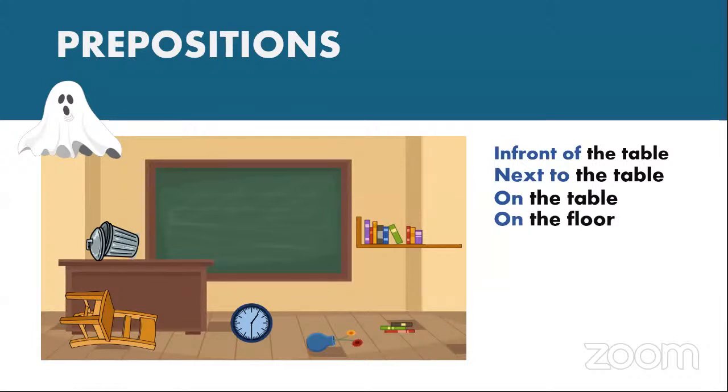Then you can see the flowers on the floor. The flowers are on the floor. Then look at those books. They are under the shelf, or else you can say they are on the floor once again.